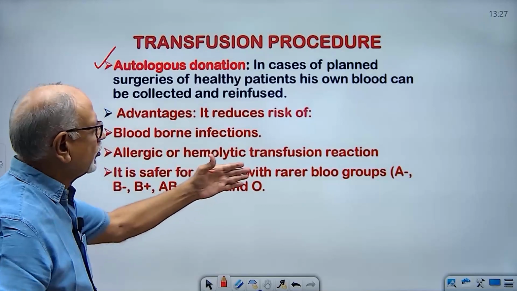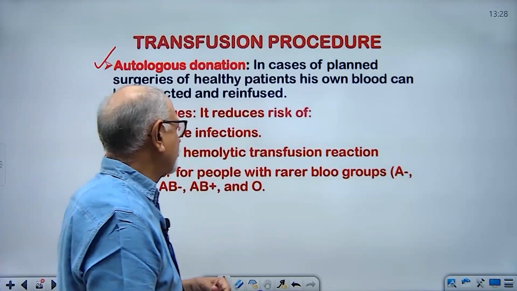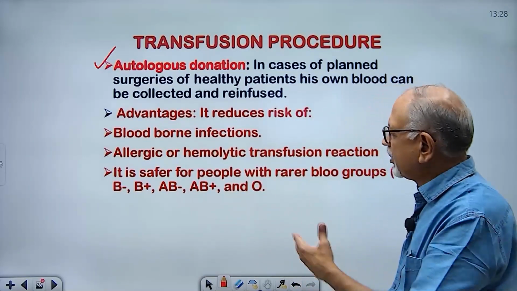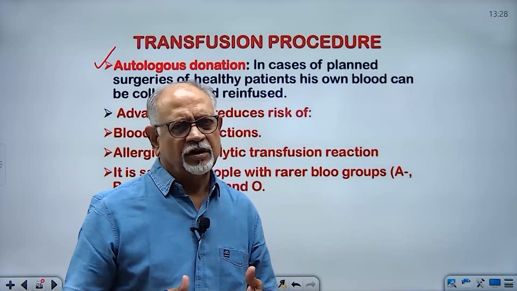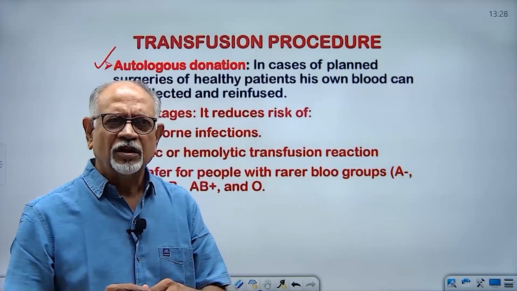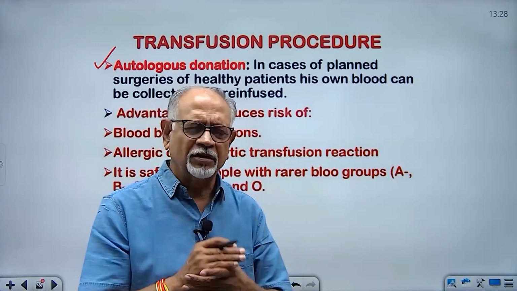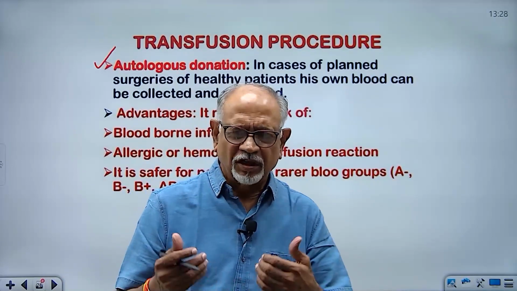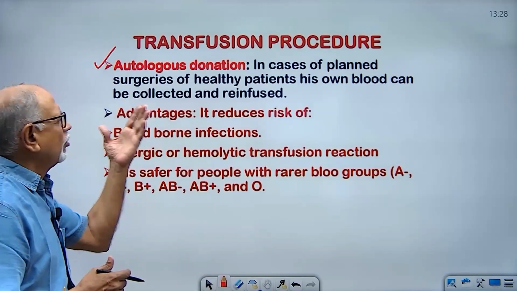It is safer for the people who have got rare type of blood groups like A negative, B negative, B positive, AB negative, AB positive and O, so it is safer. You just plan a surgery after some time, after 1 month or 2 months, collect the blood from the same patient, keep it in a blood bank, and then if needed during the surgery, the same blood can be reinfused in the person. This is called autologous donation.